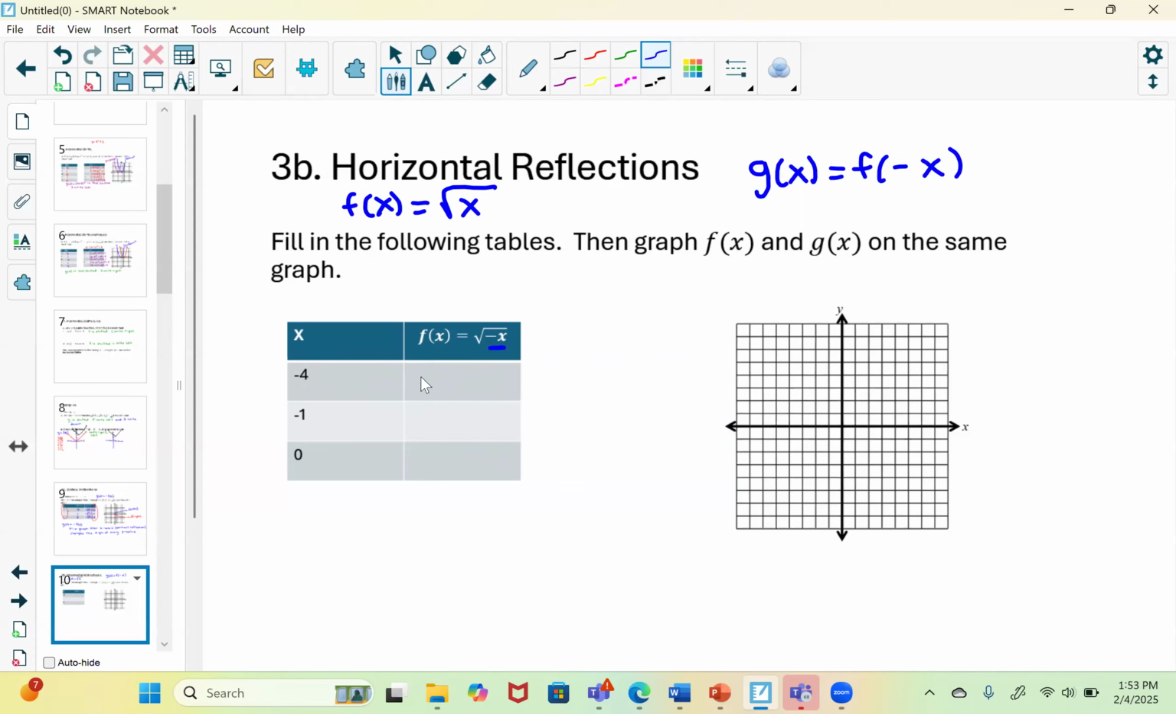So I'm going to do f of negative 4, which would be the square root of negative 4. Okay, so I still have that negative. I'm putting in this negative 4. You can put parentheses, you don't need them. So the negative of a negative is a positive, and so I have the square root of 4, which is just 2. Then I have the square root of negative 1, which is the square root of 1, and then just the square root of 0, which is 0. So if I graph this graph, I have negative 4, 2, negative 1, 1, and 0, 0. So it looks like this.